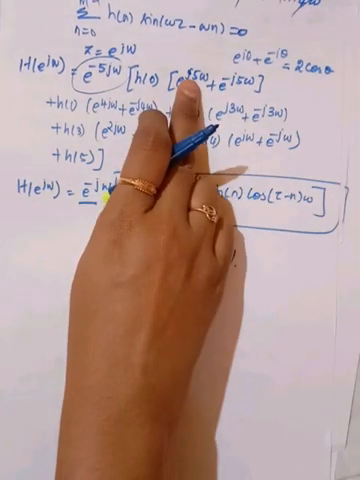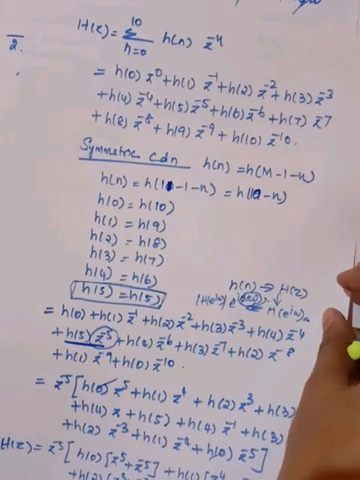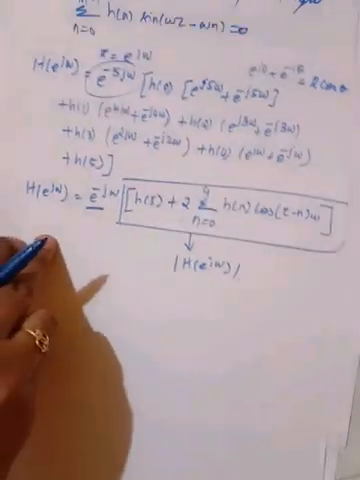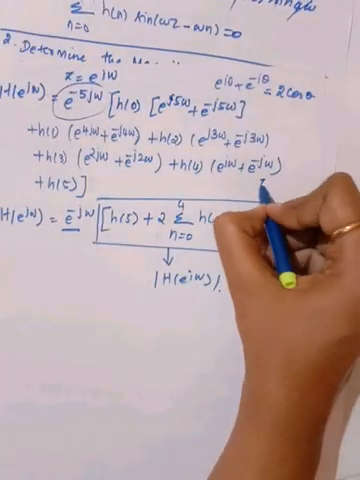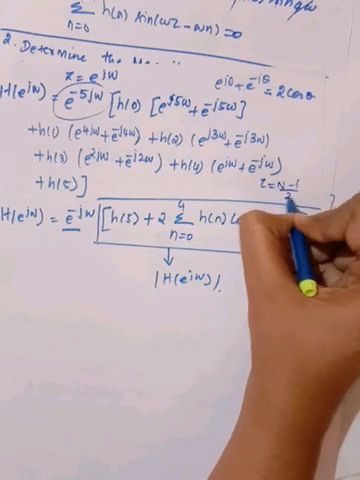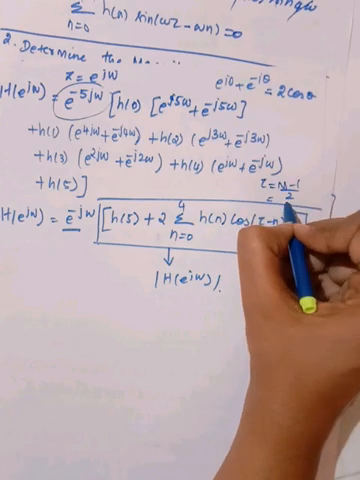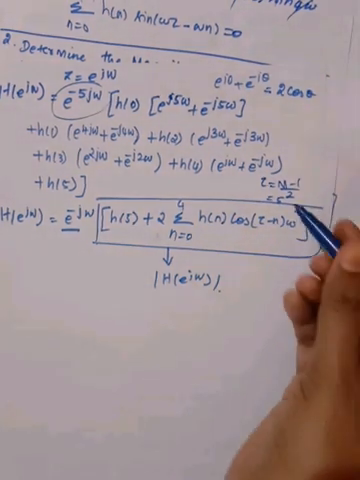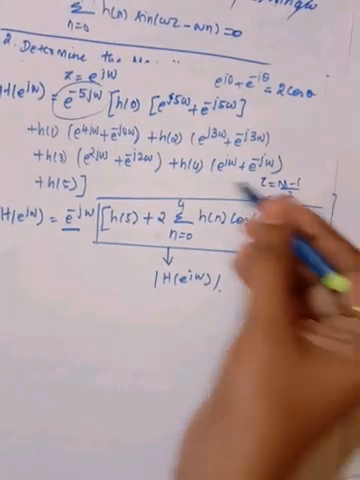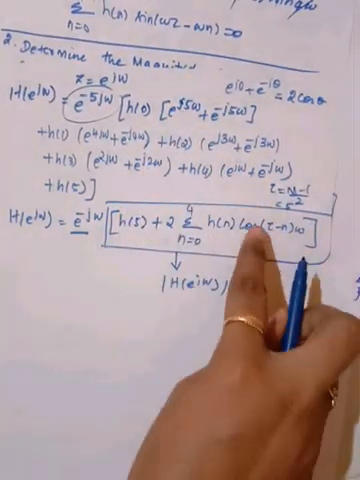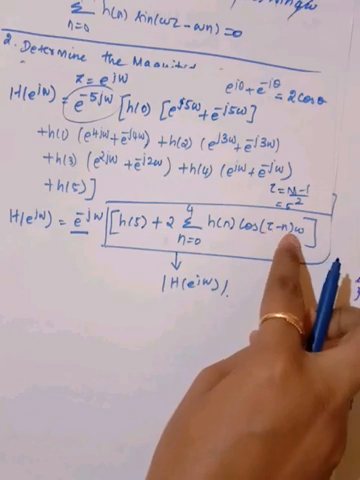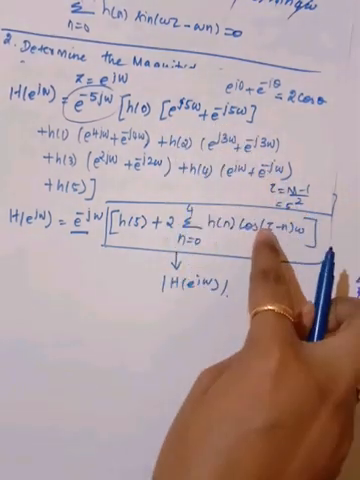Here tau is what we have derived. Tau is equal to (N minus 1) by 2. Here N is 11, so 10 by 2, which is 5, so tau is 5. I am representing this in tau. So tau minus n means 5 minus 0, and we get cos 5 omega.